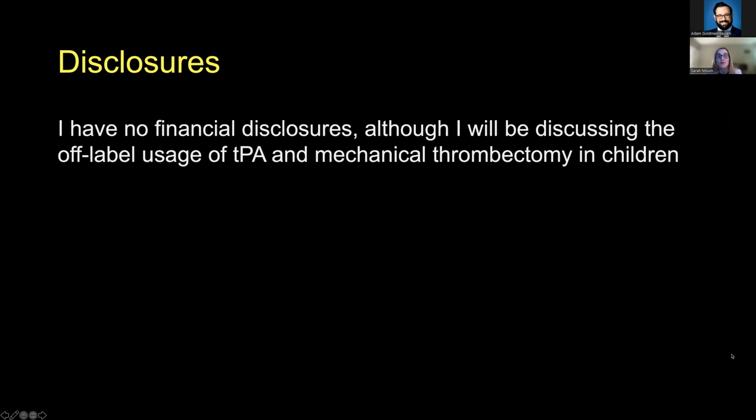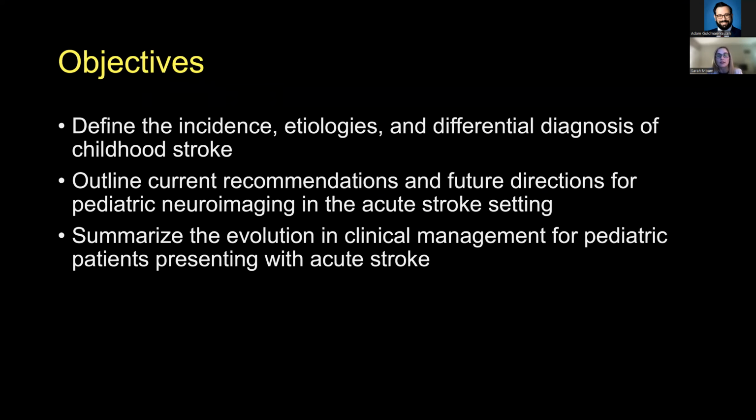I have no financial disclosures, although I will be discussing the off-label usage of TPA and mechanical thrombectomy in children. The objectives for my talk today are threefold. I'll begin by defining the incidence, etiologies, and differential diagnosis of childhood stroke. I'll next outline some current recommendations and future directions for pediatric neuroimaging in the acute stroke setting. And finally, I'll summarize the evolution of clinical management for pediatric patients presenting with acute stroke.